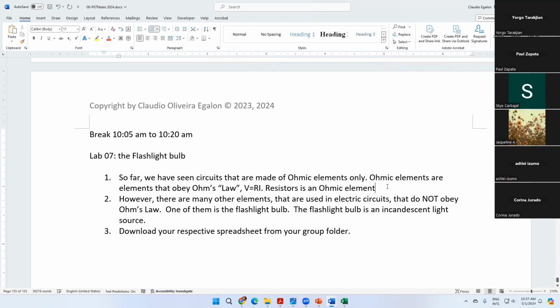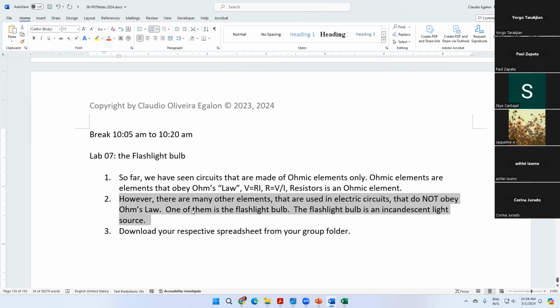But then there are other types of elements. They do not behave like that. Another way of putting this equation would be R equal to V divided by I. There are other elements out there in electricity and electronics that we use in electric circuits. They do not obey Ohm's law.